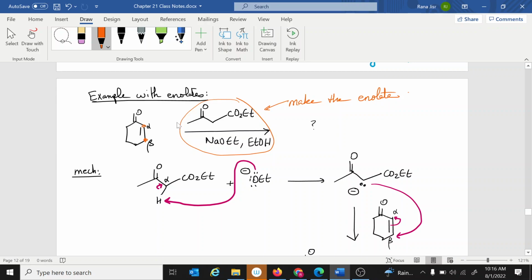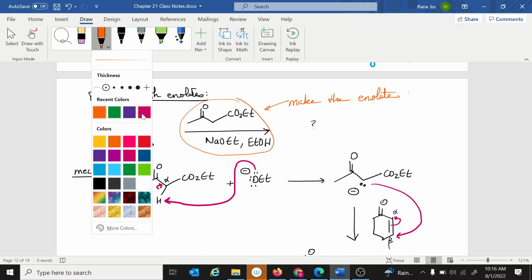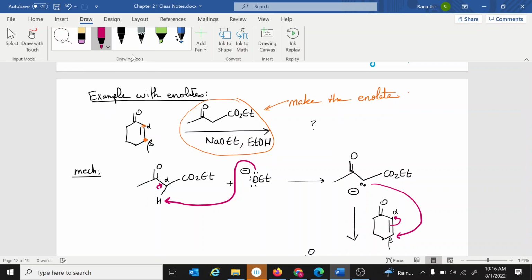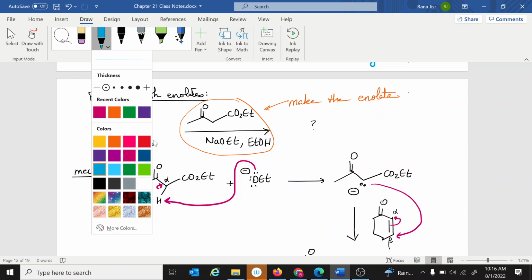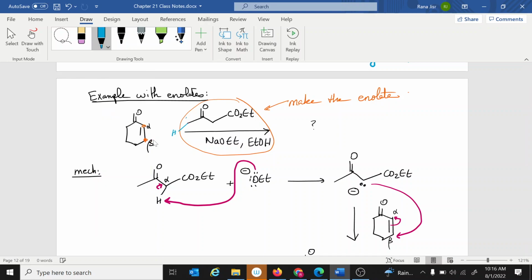So I have the O-ethyl. I'm going to go ahead and react that to make the enolate with my reagent. Now notice here in my reagent, I have two types of alpha hydrogens. I do have an alpha hydrogen here, and I do have an alpha hydrogen here.